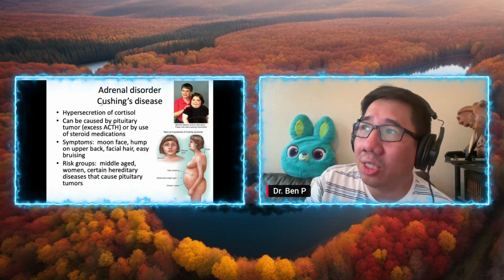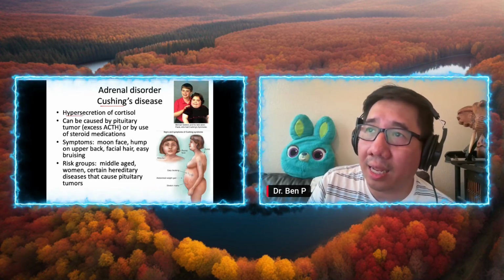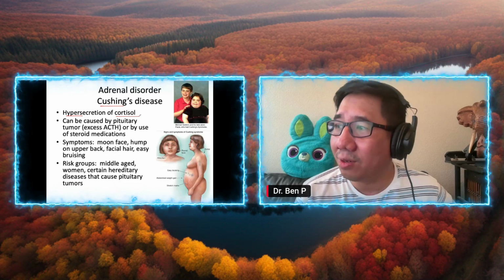Next one is called Cushing disease. Cushing means too much cortisol, hypersecretion of cortisol. Think of Mr. Penguin from Batman. Pretty much, they have too much cortisol.